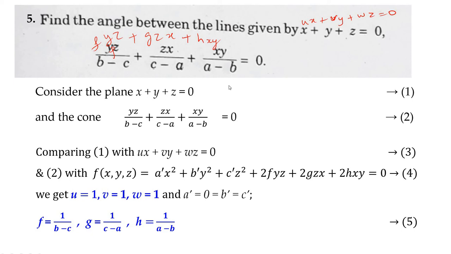So what we do, you name this as equation 1 and this as equation 2. Comparing 1 with this and 2 with the standard one, we get the values of u, v, w, and A prime, B prime, C prime also we have obtained, and f, g, h, they are also given.